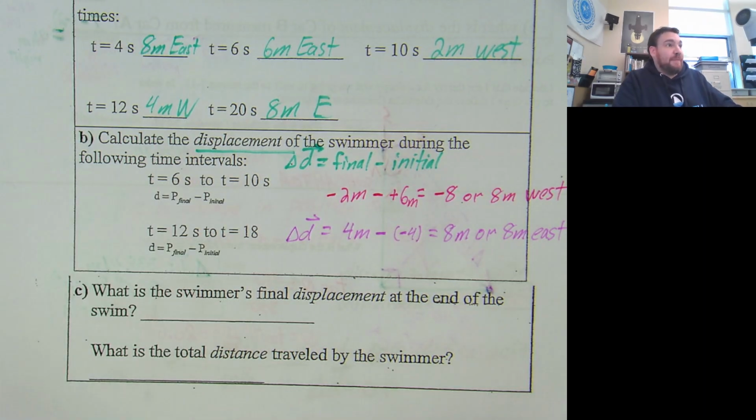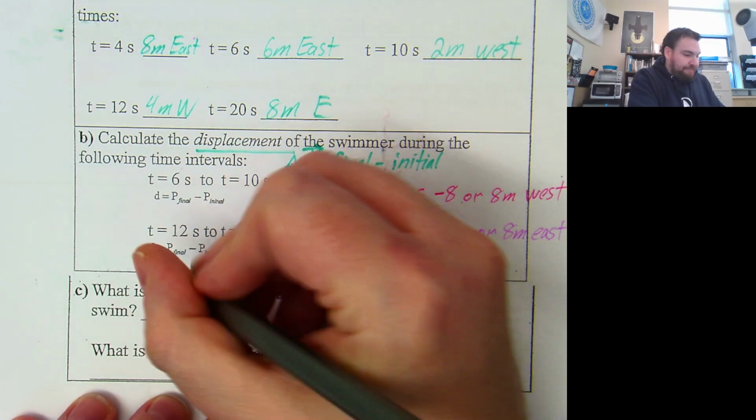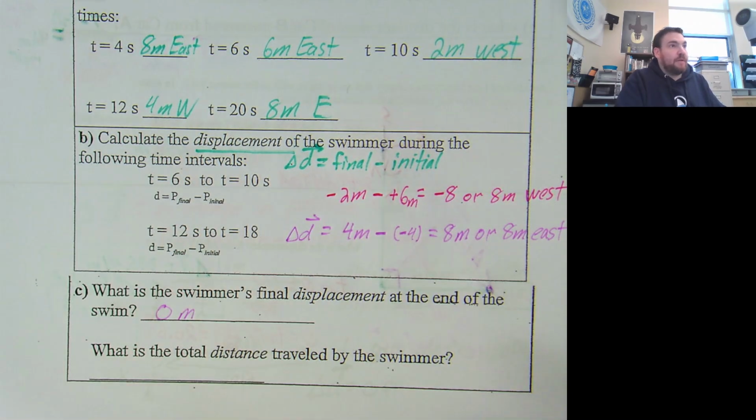Going ahead and actually making sure the math makes sense is another step, yeah. So then the final displacement of the swimmer is what? 0, Kai says. Why, Kai? Because the swimmer ends where they started.